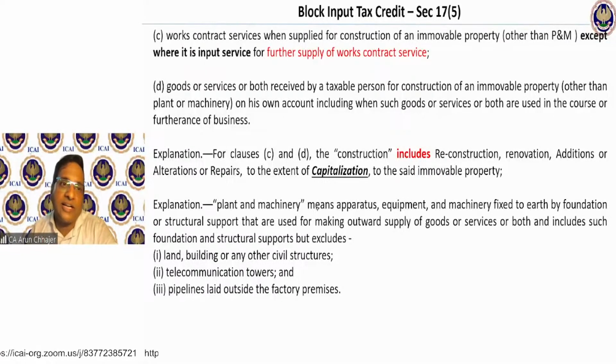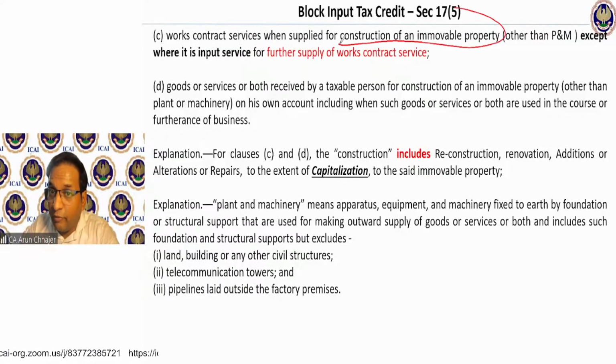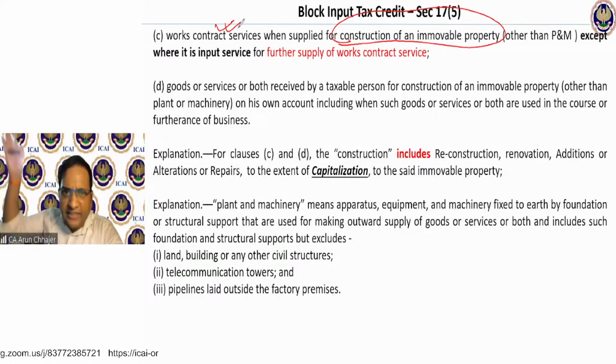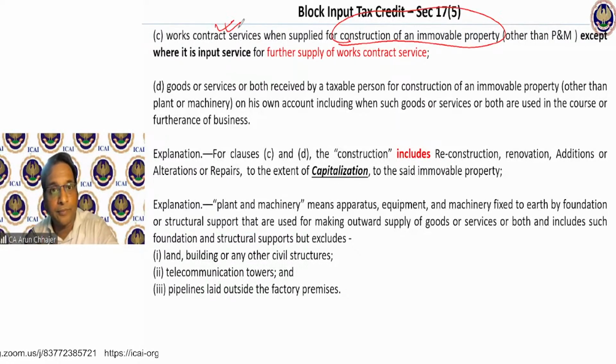Now, works contract. We know if I have taken works contract service for further supply for construction of an immovable property, then ITC would not be allowed. Let's say I like to construct my factory. There are two ways to construct. Either I can outsource the contract to one contractor. He will complete the construction and raise the bill to me. The bill would be, what is the nature of that bill? The bill would be works contract service.